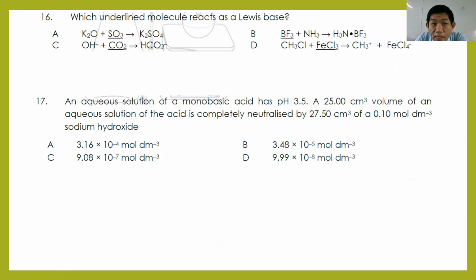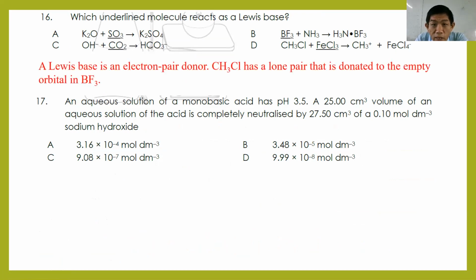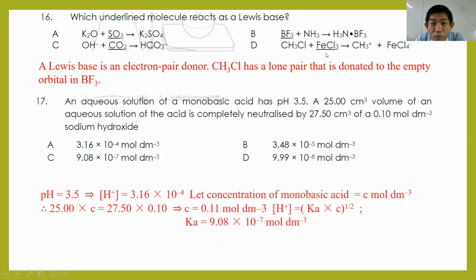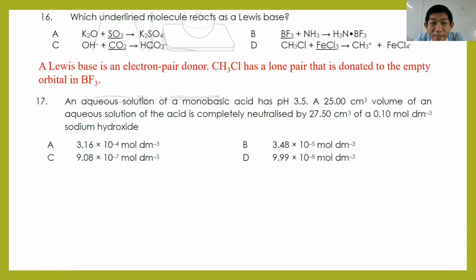As for 16, which underlined molecule reacts as a Lewis base in here? So a Lewis base is an electron pair donor. So in this case, you have to allow the CH3Cl to donate the electron pair to the FeCl3 to form the complex. So therefore, in this case, there is no answer in here. I underlined the question wrongly, so pardon me for that. Okay, never mind. We continue.